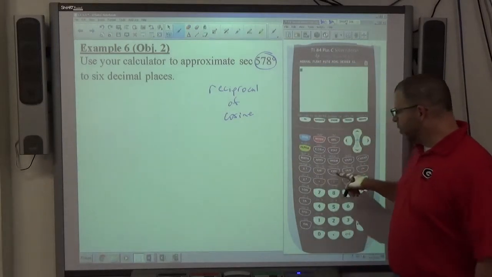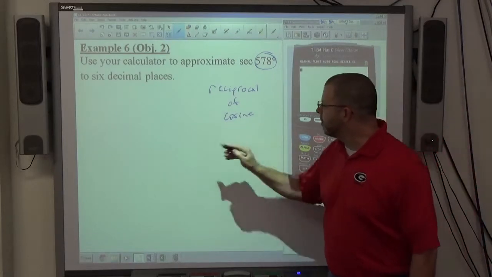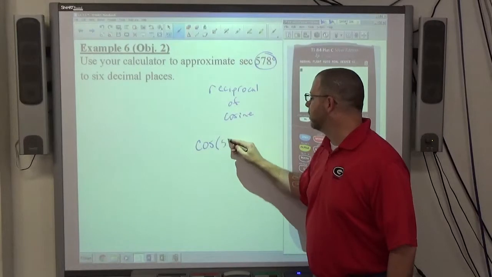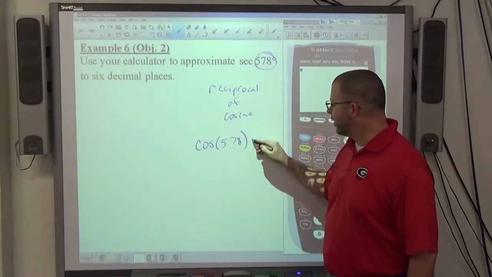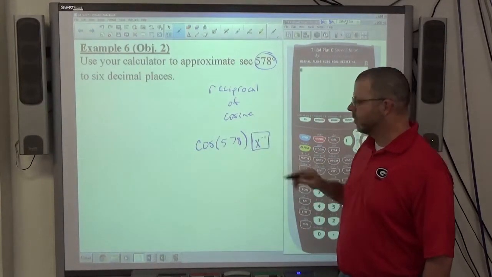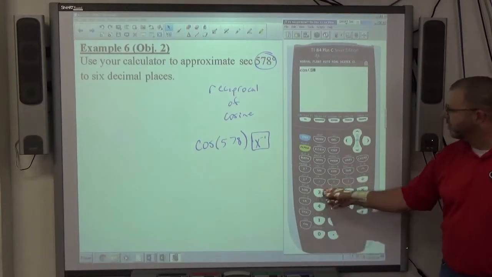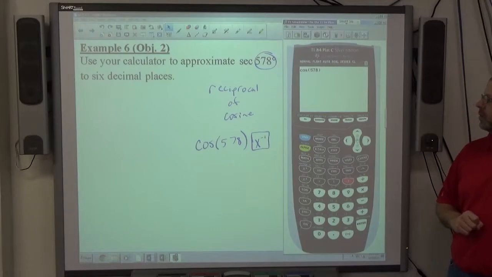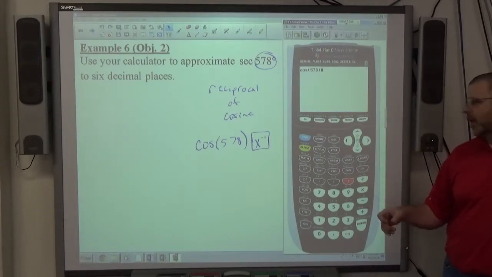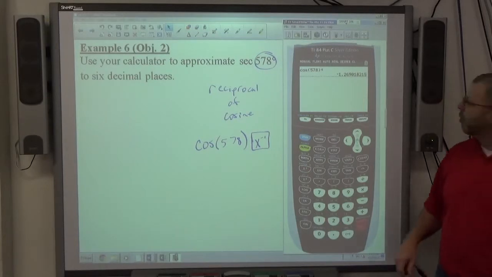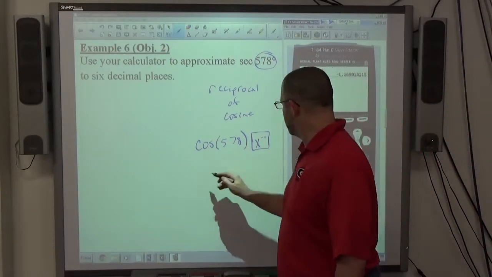There's no secant, cosecant, or cotangent button on this calculator, but if I know what this is the reciprocal of, I'm going to type in cosine of the angle in parentheses, then I just hit my reciprocal key. That's how you type it in. Cosine 578 in parentheses. That evaluates the cosine of that angle. Then the reciprocal button makes the reciprocal of it. We get negative 1.2690182115.